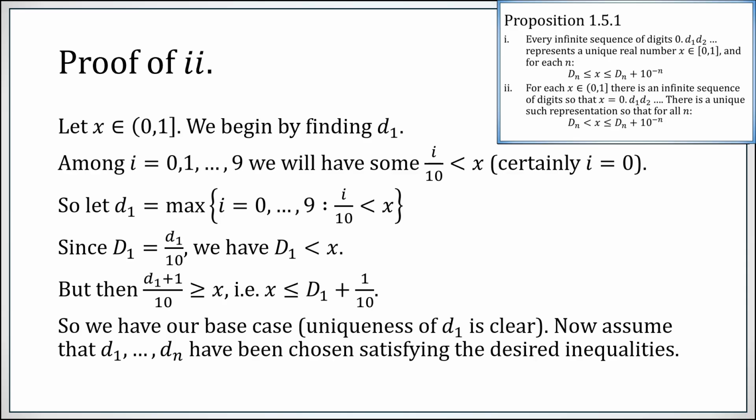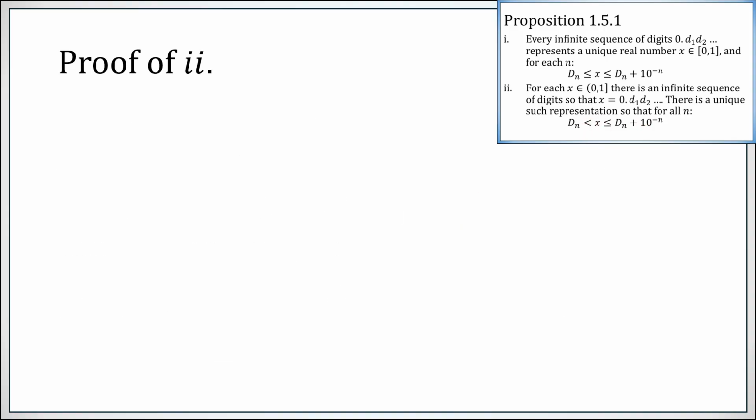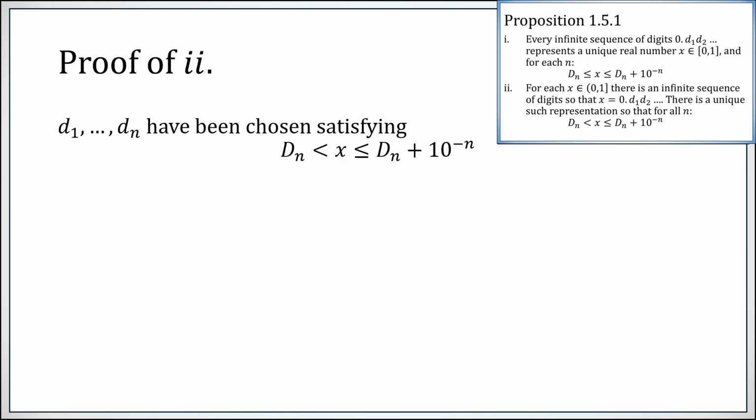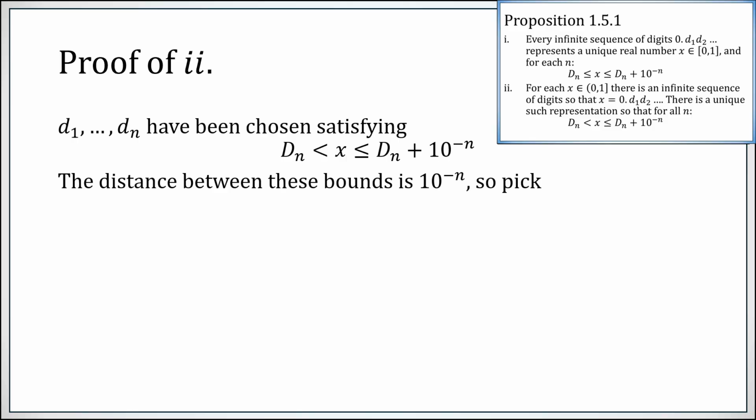It's the maximum out of that list. Now assume that you've picked a whole bunch of digits satisfying the desired inequalities in item 2 here. Then you've chosen d1 through dn so that the truncated capital D index n is less than x, but if you add 10 to the minus n, that's bigger than or equal to x. Now what's the distance between these two values? It's 10 to the minus n.